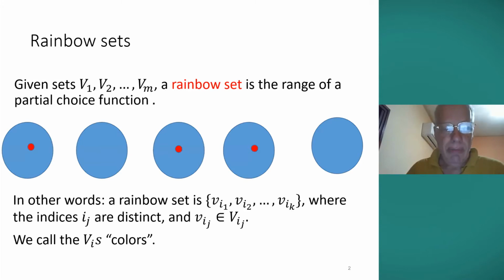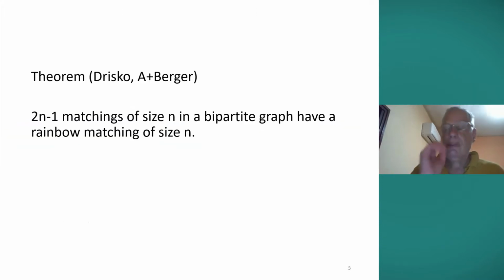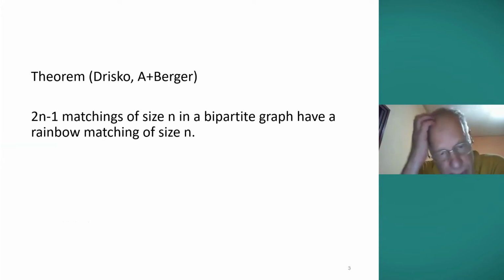And here is the precise definition. So you have these sets V1 up to Vm, and you want vertices Vi1, Vi2 up to Vik chosen, each from a different set Vij. Okay, and we shall be interested mostly not in general rainbow sets, but the sets are going to be sets of edges of graphs usually, but sometimes also hypergraphs. And we should require that the edges that you choose in the rainbow set are disjoint, which means that you get a matching.